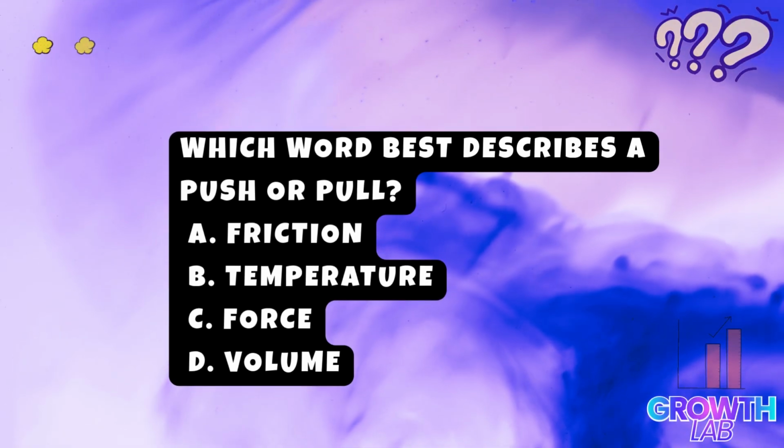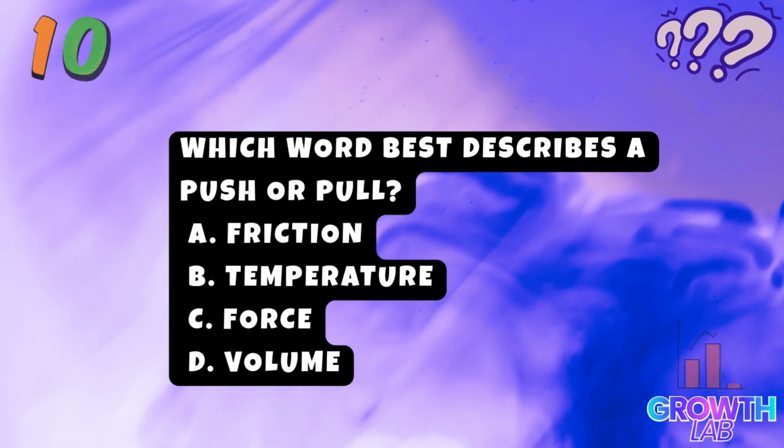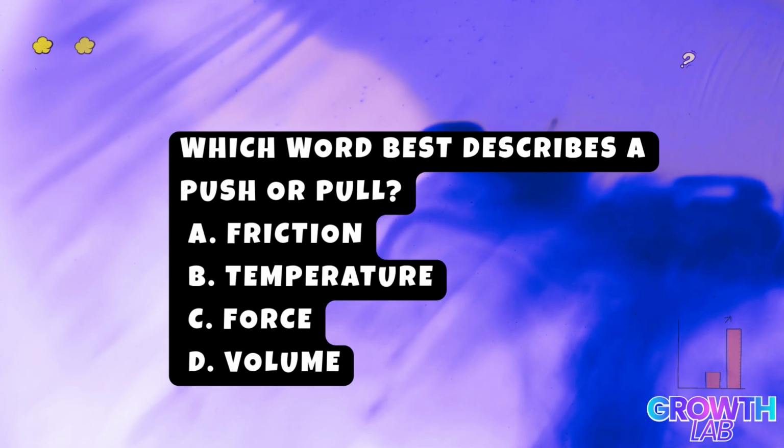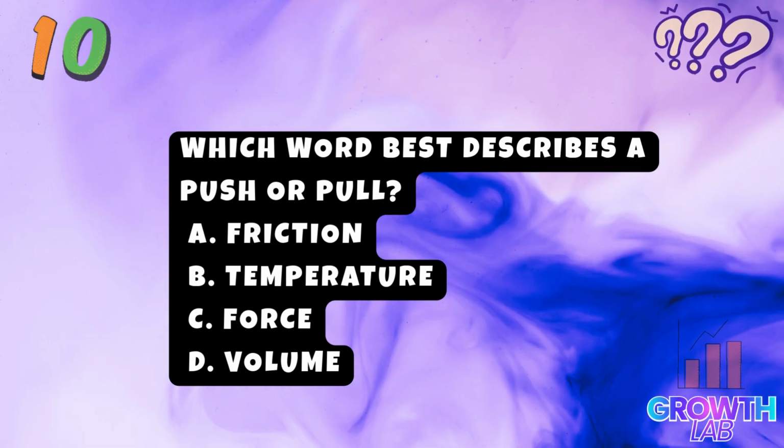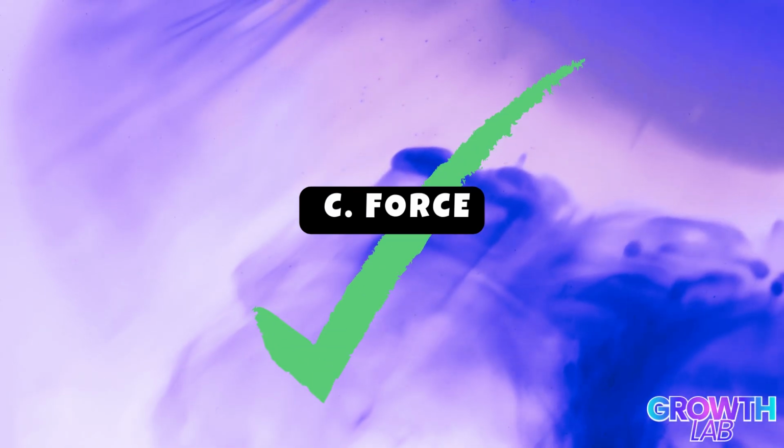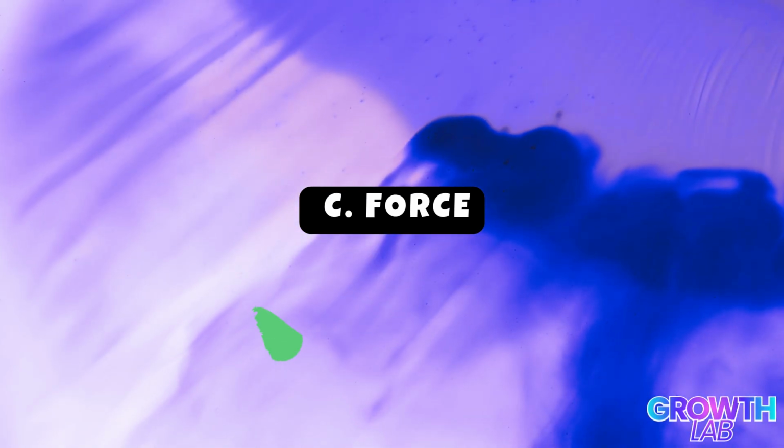Question 10. Which word best describes a push or pull? Answer options are: Option A, friction. Option B, temperature. Option C, force. Option D, volume. Correct option is option C, force. A force is any push or pull.